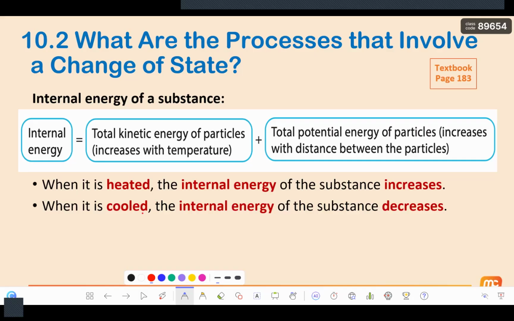If it's cooled, the internal energy decreases. Either it loses kinetic energy, the kinetic energy of the particles is decreasing. That means that the particles are moving slower and slower, or when the temperature remains constant, when it's changing state like freezing and condensation, the particles are coming closer and closer together to form stronger forces of attraction. So the potential energy decreases.